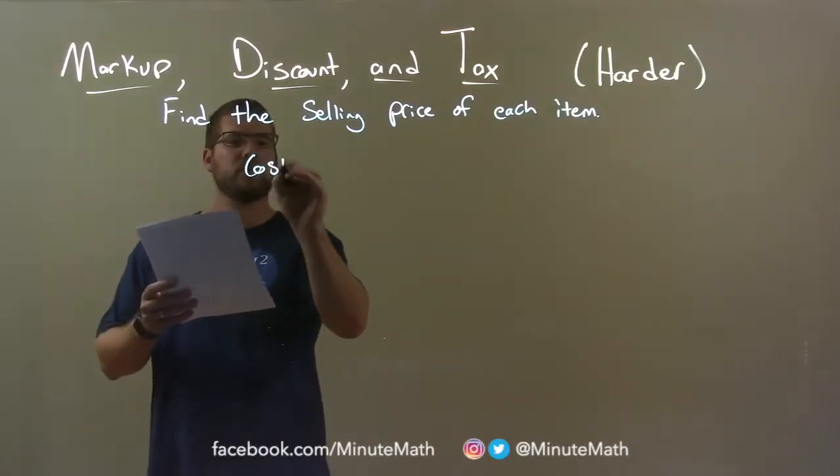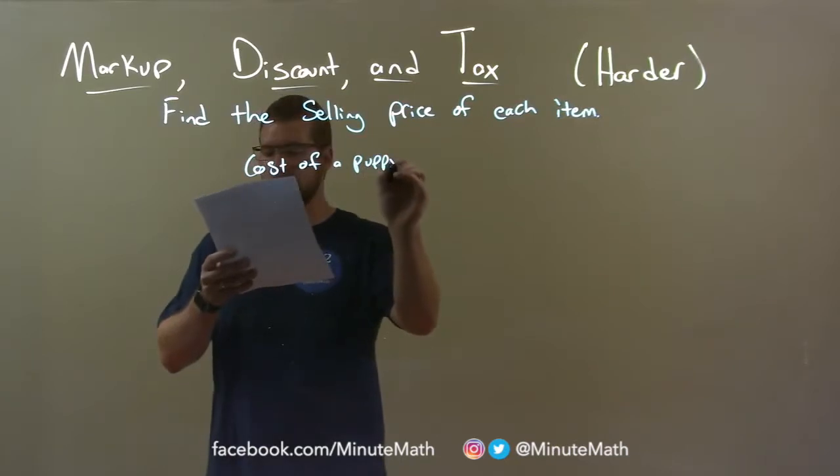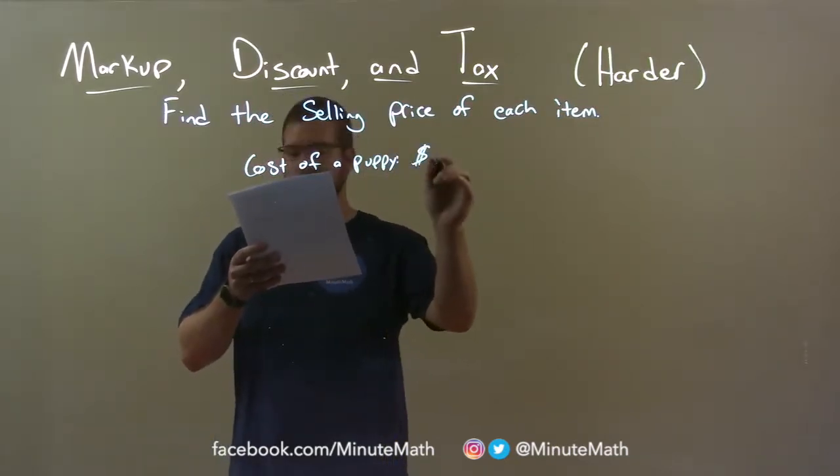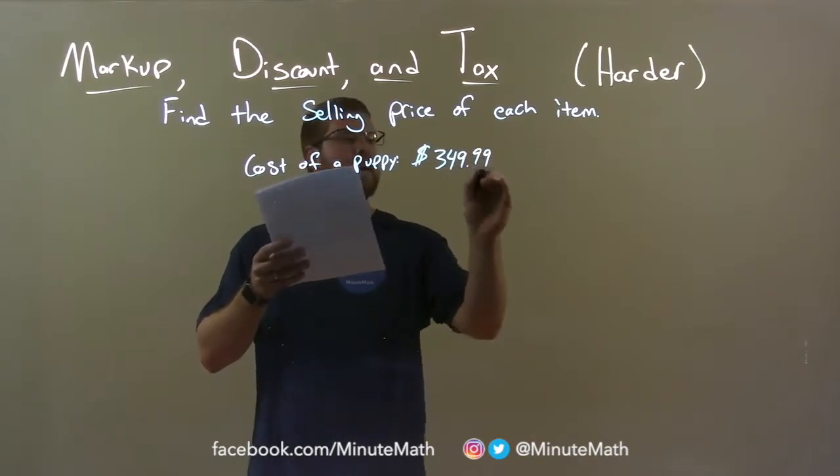the cost of a puppy, it better be a cute puppy. I guess it doesn't matter, all puppies are cute, is $349.99.